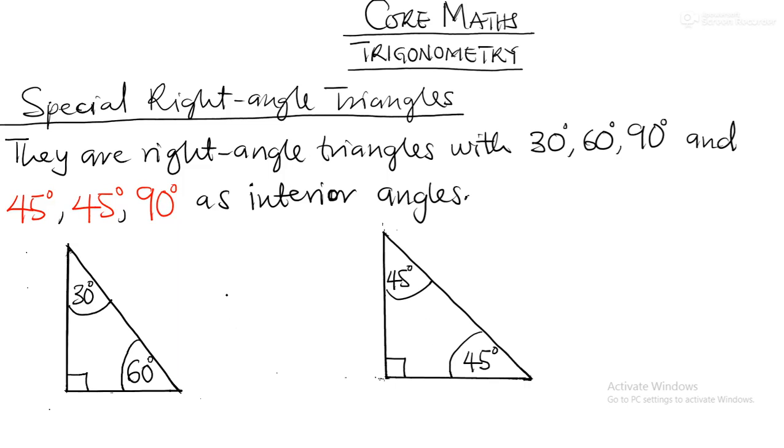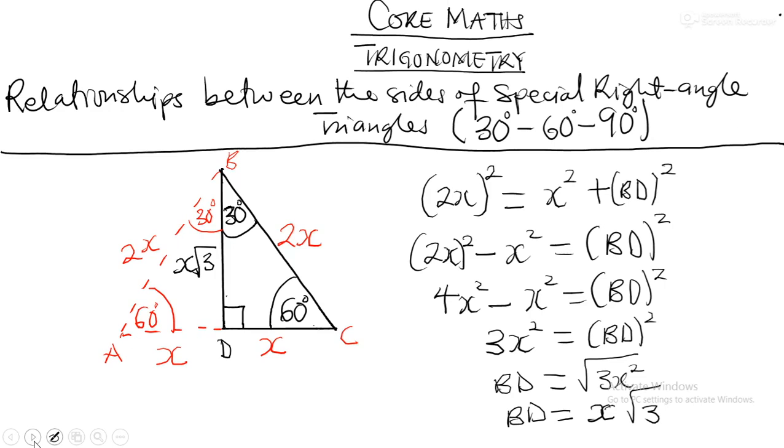Then we looked at why they are special. We said they are special because they have a special relationship between the sides. So we then looked at this relationship. First of all, we looked at the relationship between the sides of the 30, 60, 90 right angle triangle. So this is what we did.